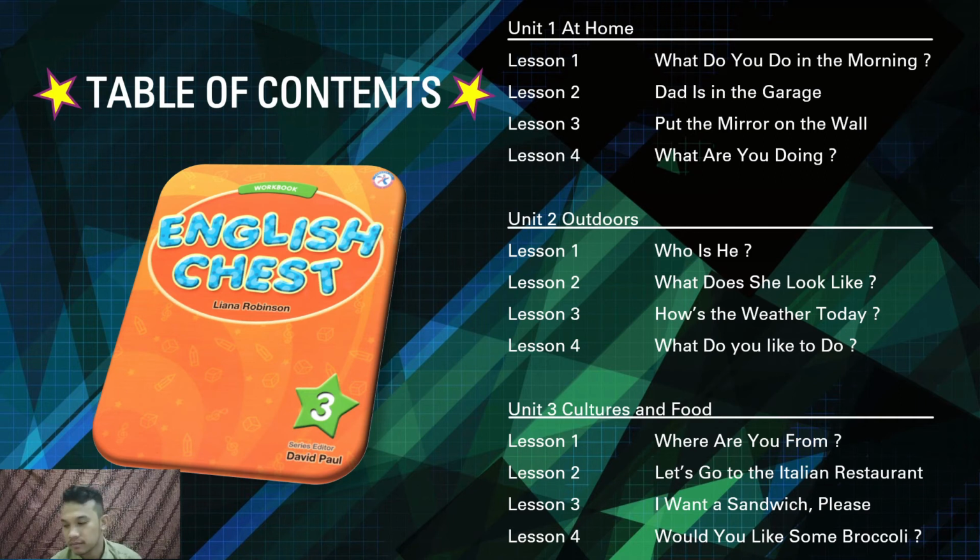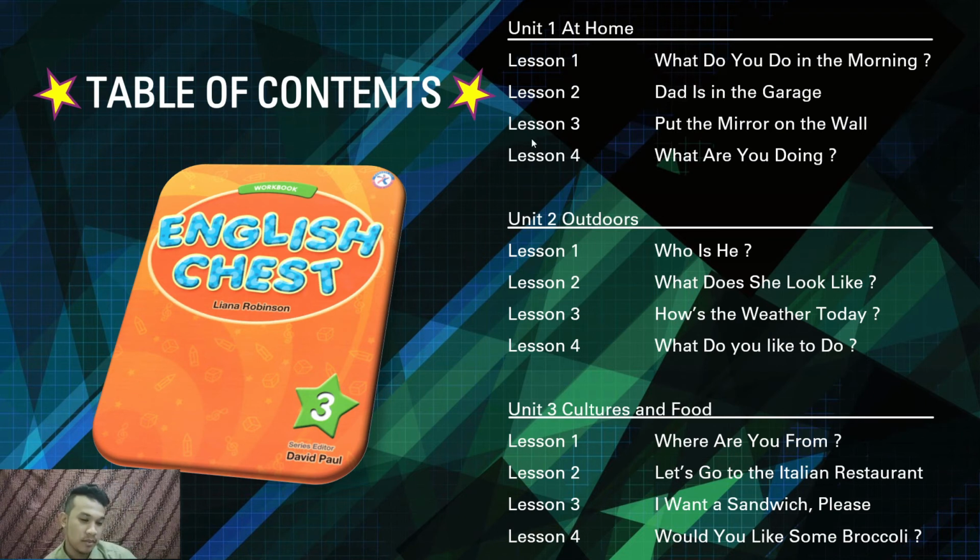Second example: what does she like to do? She likes to climb the trees. She likes to plus infinitive. She likes to climb the trees.